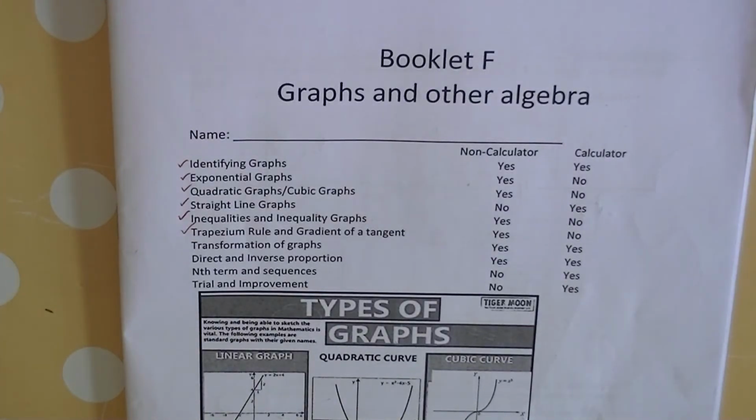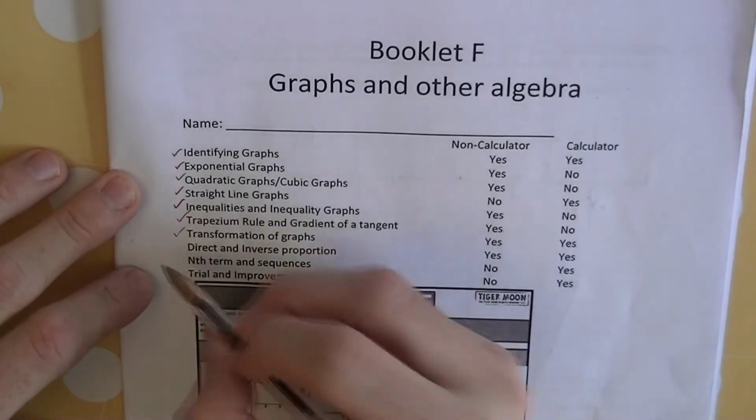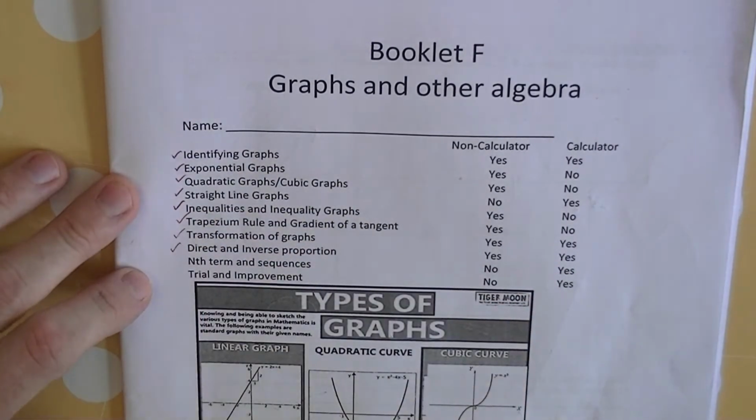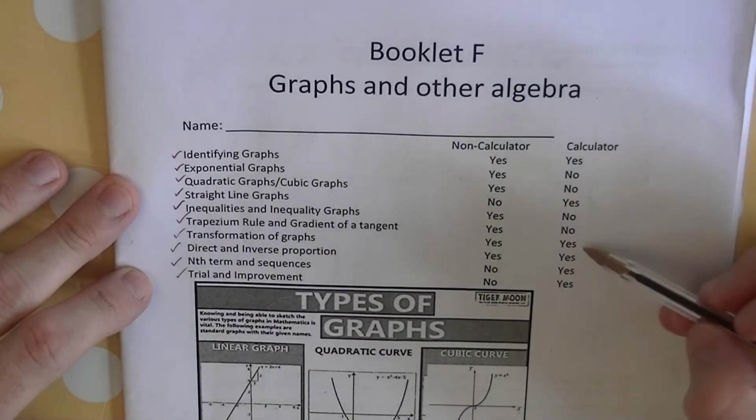The final part of Booklet F. This is part 3, looking at the final 4 things: transformations of graphs, direct and inverse proportion, some nth term and sequences, and then ending with some trial and improvement. Just pick it out on these 4, okay?